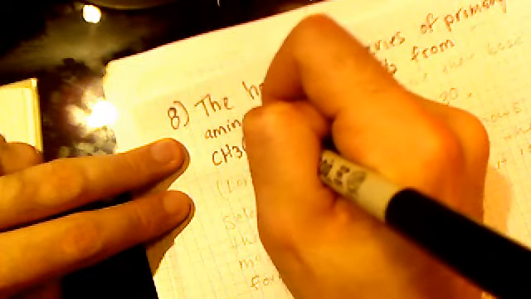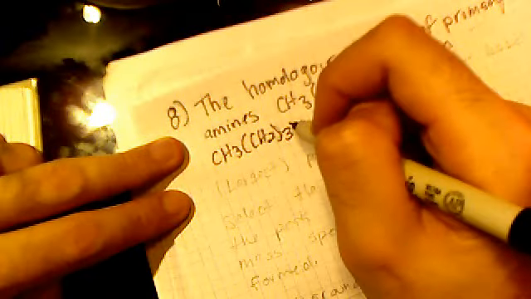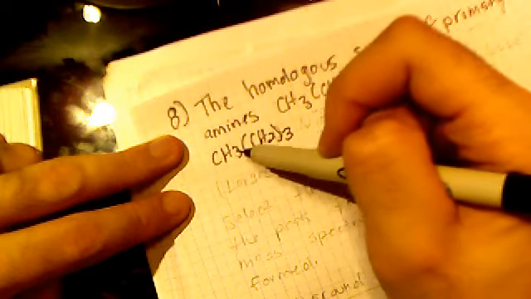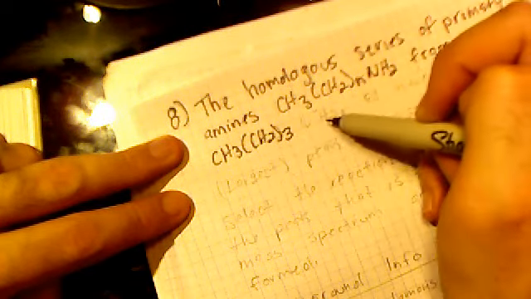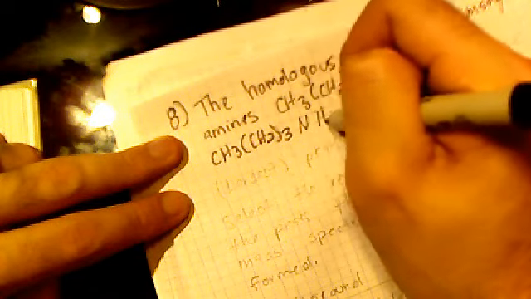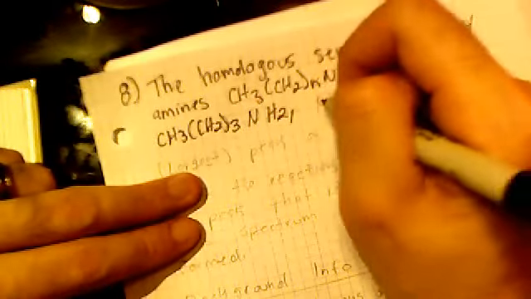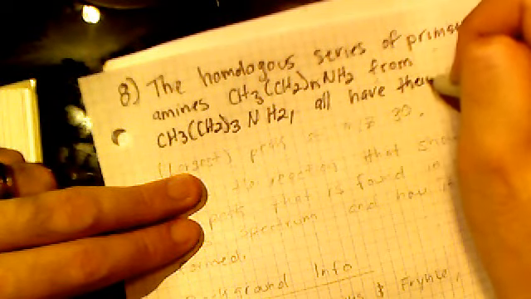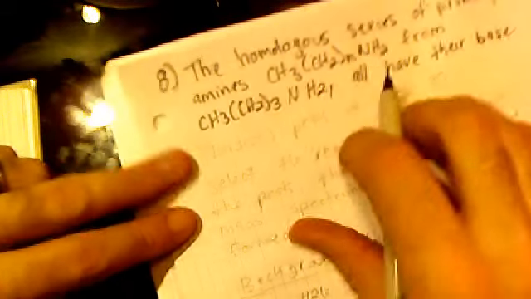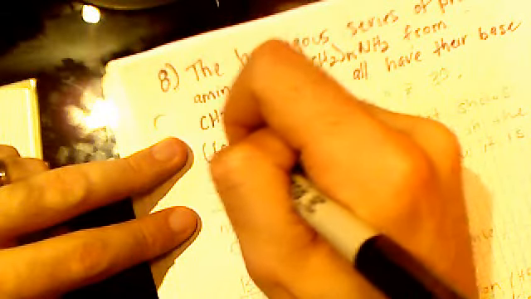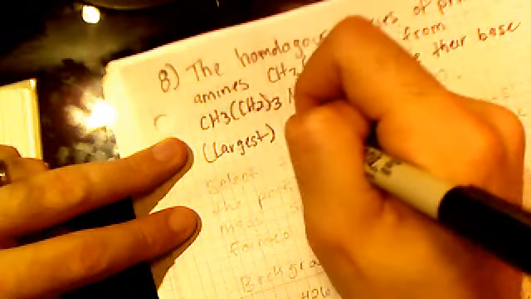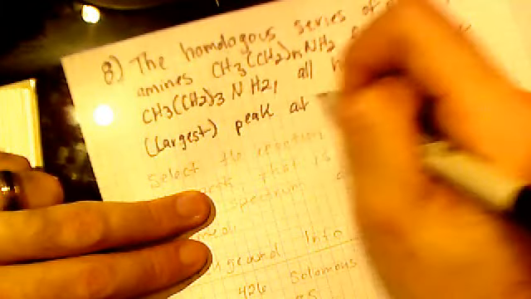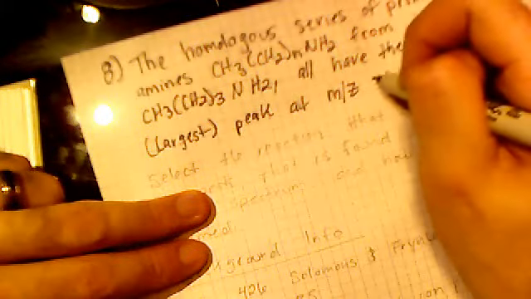From CH3 CH2 3, so there is a homologous series of 3, so it's CH3 CH2 CH2 CH2 NH2. That's the way the molecule is. So it says they all have their base peaks, their base, which is the largest peak, at mass divided by charge 30.